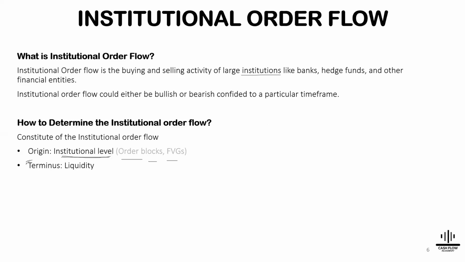And then the last, which is the terminus, you want to be identifying the liquidity. Where is the market likely to go? So let's say there's an order block here. Price is likely to find support to rally where? To where there's liquidity. And liquidity is very easy to find above the highs.